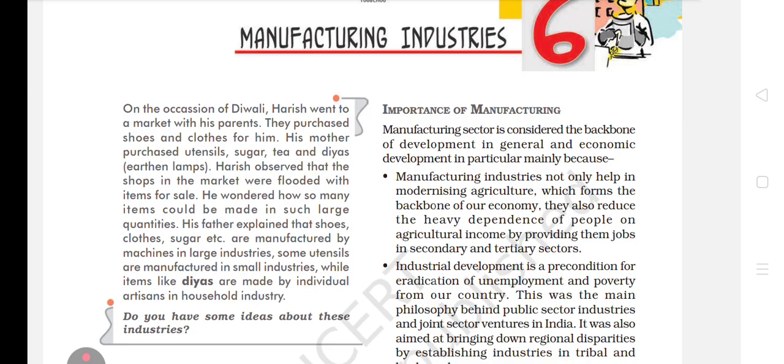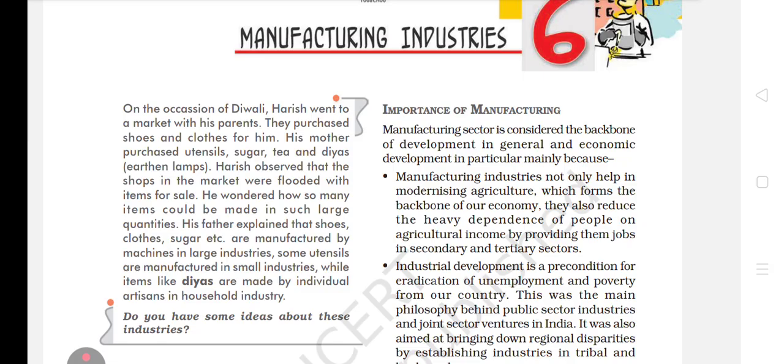His father explained that shoes, clothes, sugar, etc. are manufactured by the machines in the large industries. Some utensils are manufactured in small industries, while items like diyas are made by individual artisans in household industries. Do you have some ideas about these industries?